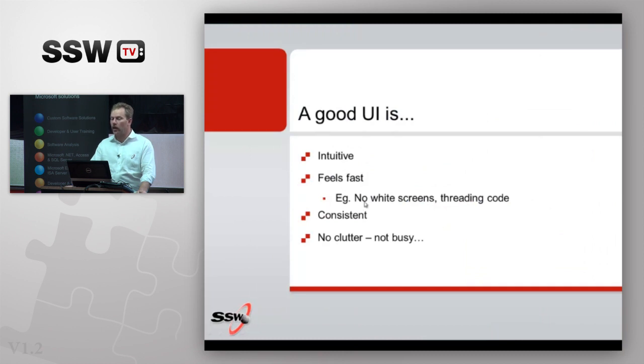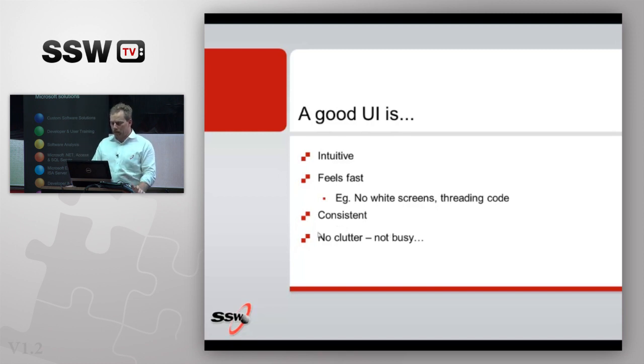Okay, so good UI for me is intuitive. It feels fast. No white screens. That's why I love jQuery and Ajax and stuff. It's important in Windows forms to have threading code, so it pops up quick. One of the reasons that people don't like Ajax is because when you press submit or whatever, the white screen doesn't come up for 10 seconds. At least you've got other things to read while the bottom grid is refreshing or something. There's other things to potentially do.